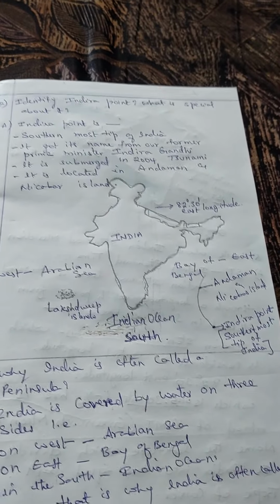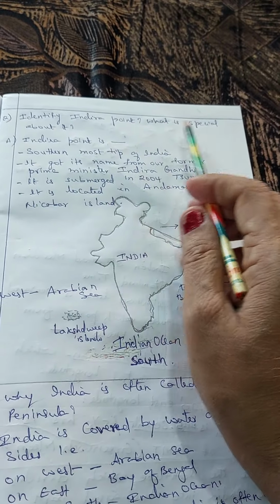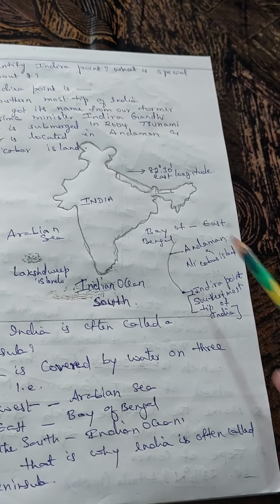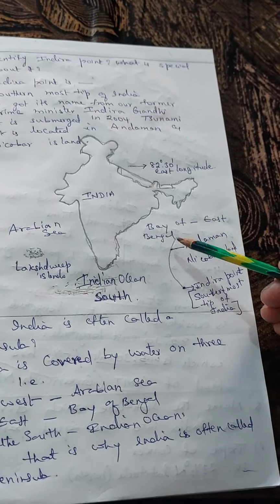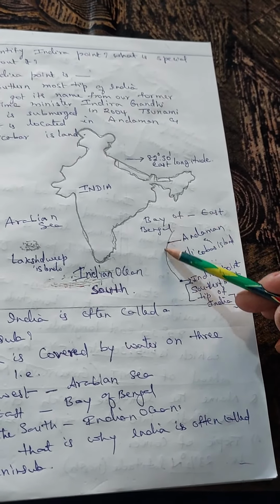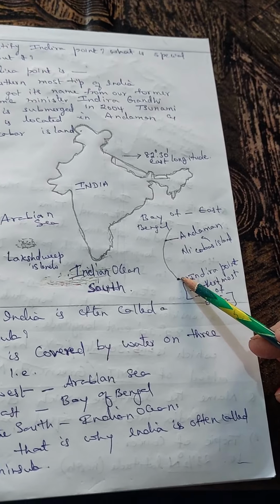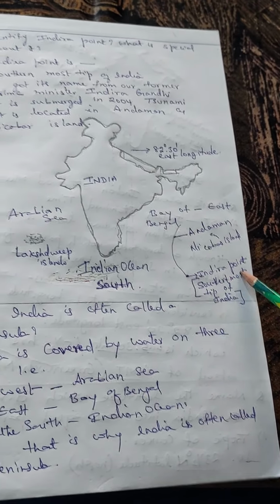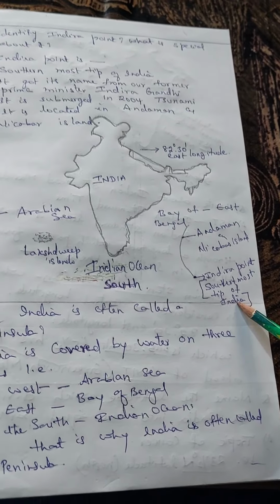Next will come, identify Indra Point. What is special about it? Again here also I have shown map pointing, children, so that you can very easily understand and remember. This is Andaman and Nicobar Island. The edge point of Andaman and Nicobar Island is Indra Point, which is the southernmost tip of India.